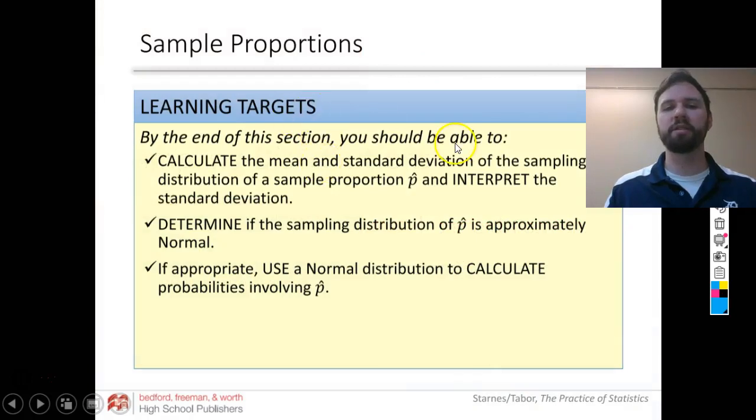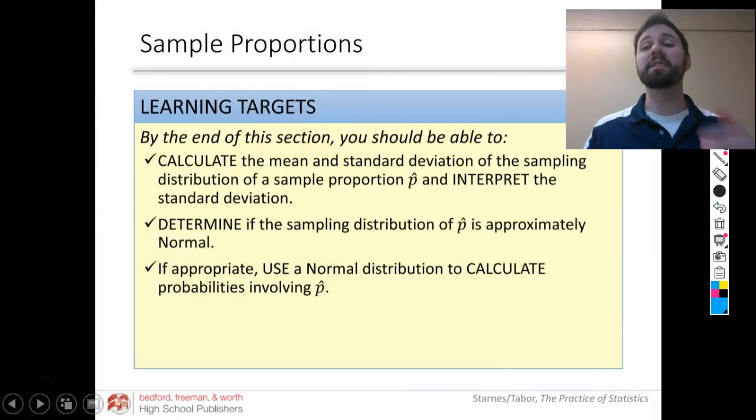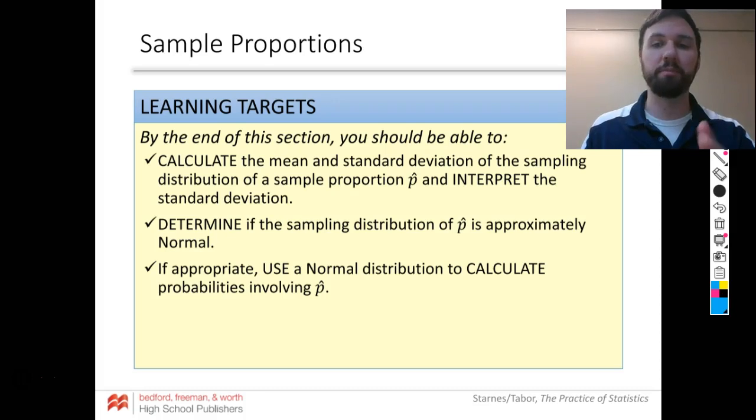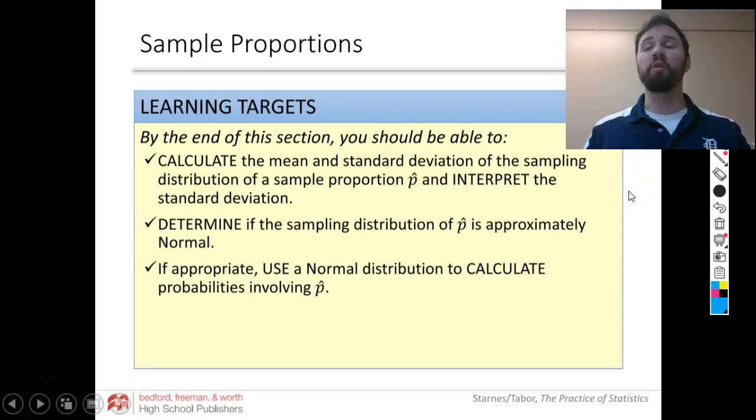What are the learning targets? We're going to look at calculating the mean and standard deviation of a sampling proportion, p-hat, and interpret the standard deviation. We're going to determine if it's approximately normal. We've done this before, and we're going to use the normal distribution to calculate. A lot of this is going to be a review. The only thing we're changing is a ratio, not an actual number.